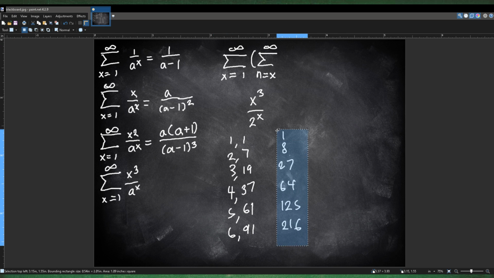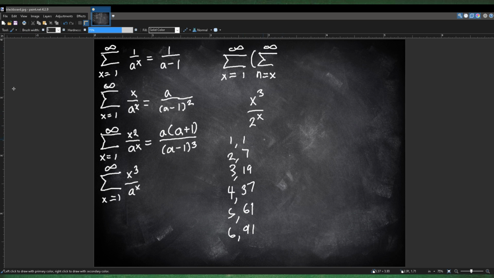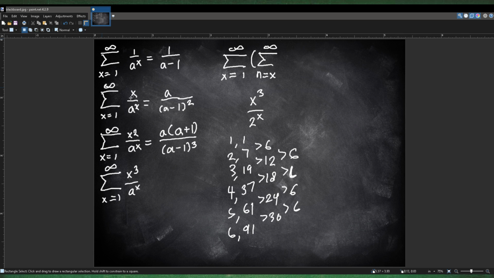So does this follow a conventional pattern? Well, if we look at it, it's definitely not linear. If we do the difference, that's 6, that's 12, that's 18, that's 24, and that's 30. Now it seems like it's following a pattern, right? That's 6, that's 6, that's 6, and that's 6. So it's definitely following a pattern. It's just not linear. It's going to be following a quadratic because the second difference is constant now.